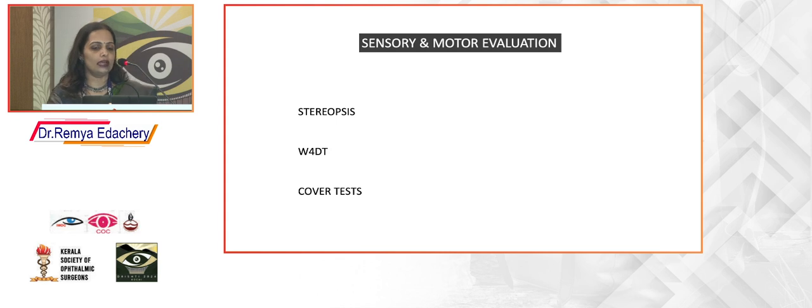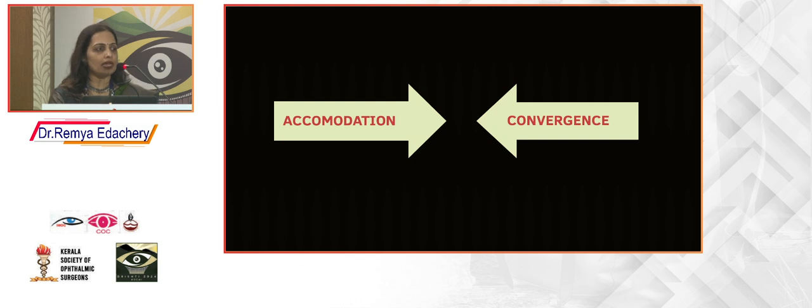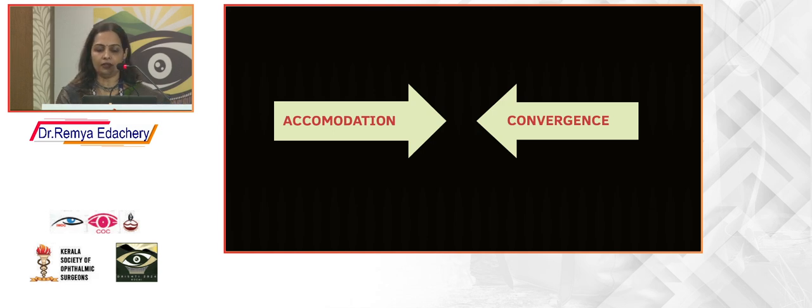So before doing anything, you also have to do a stereopsis, Worth four dot test and cover test. So I will be covering tests of accommodation and tests of convergence and the normative data. As I told, accommodation and convergence work together. If you have accommodation issues, you can have convergence issues also, and vice versa. As we know the term AC/A ratio, for every diopter of accommodation, there is some amount of convergence.